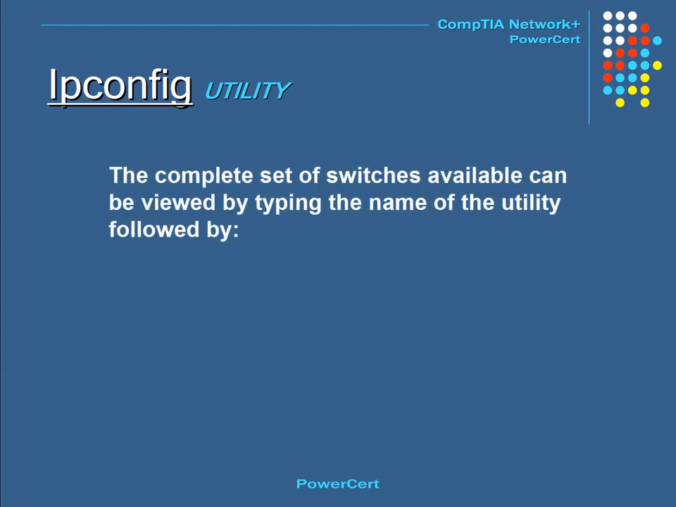To see a complete list of all the switches that can be used with ipconfig or any command utility, just type in the name of the utility, space, and put a / and a question mark. And that'll show you all the switches that are available.